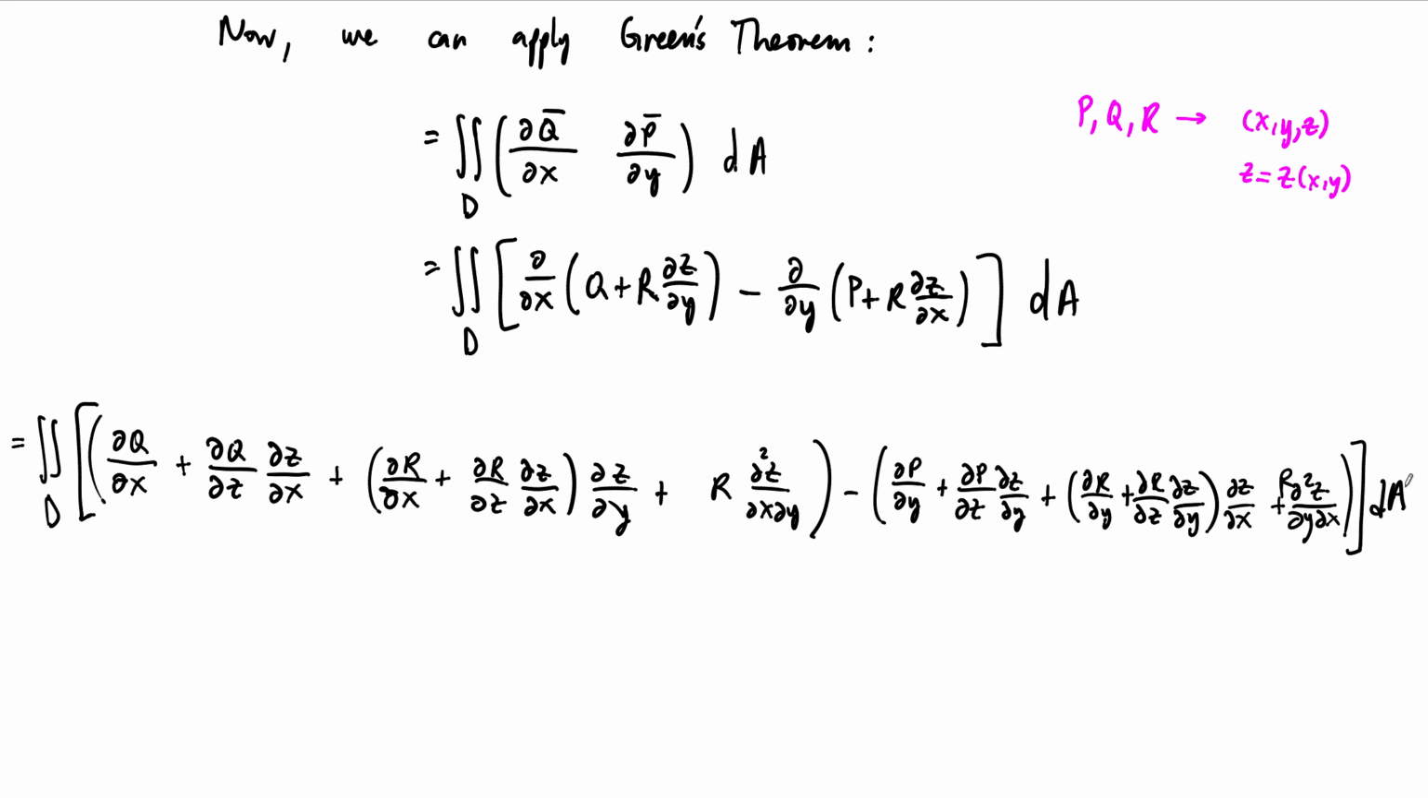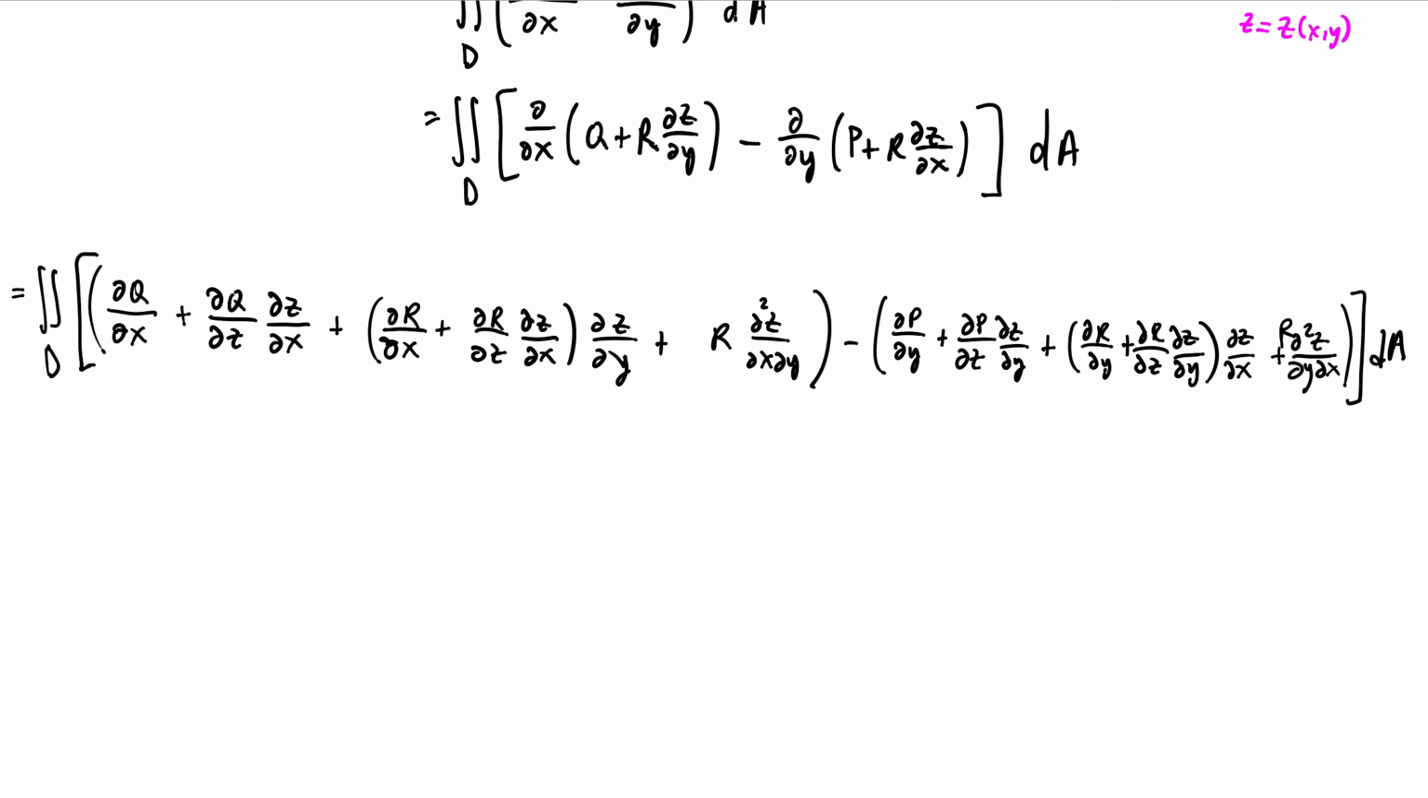And all we have left to do now is combine like terms, kind of simplify through this whole thing, and see what's going to cancel, what's still going to be here, etc. So this becomes a double integral over D. A couple things definitely cancel. This term, r times d squared z dx dy, that term is in both places and there's a minus, right?